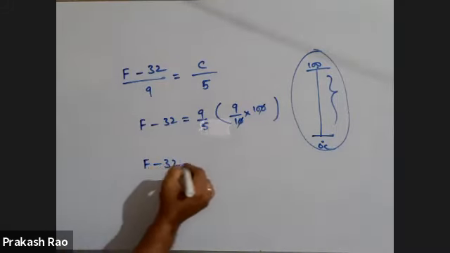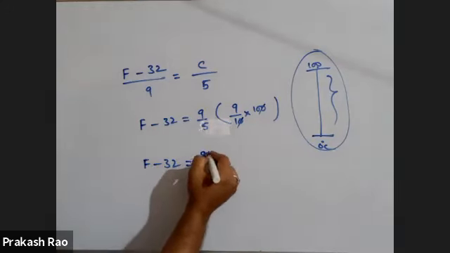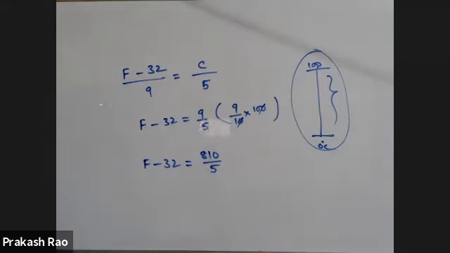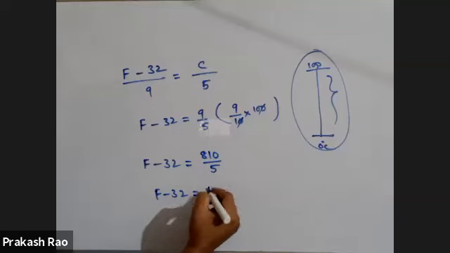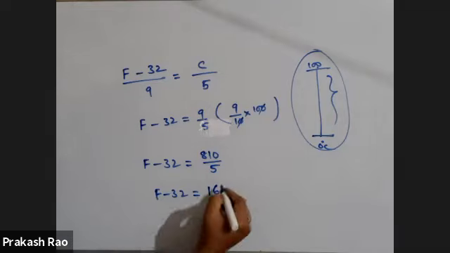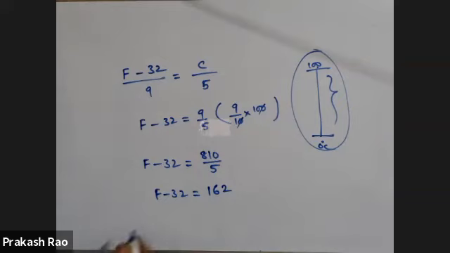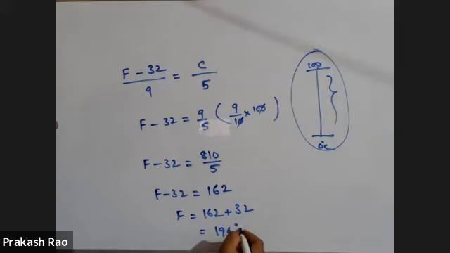F minus 32 is equal to 9 9s are 81 by 5. F minus 32 is equal to 162, since 5 1s are 5, 5 6s are 30, 5 2s are 10. So F is equal to 162 plus 32, that is equal to 194 degree Fahrenheit. This is your answer.